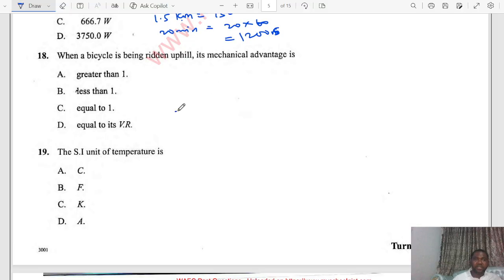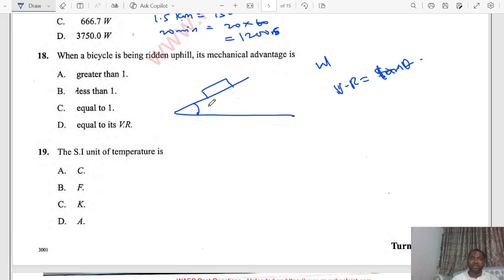Now the next one says, when a bicycle is being ridden uphill, its mechanical advantage is... Now when you say uphill, it's just like an inclined plane, right? You should know that first of all, the velocity ratio of an inclined plane is equal to sine theta. Is it sine? No, sorry, tan theta. It is 1 over sine theta. Okay, I will need to confirm that quickly. Permit me to confirm that. Yeah, I think it's 1 over sine theta. I don't think I made a mistake there.